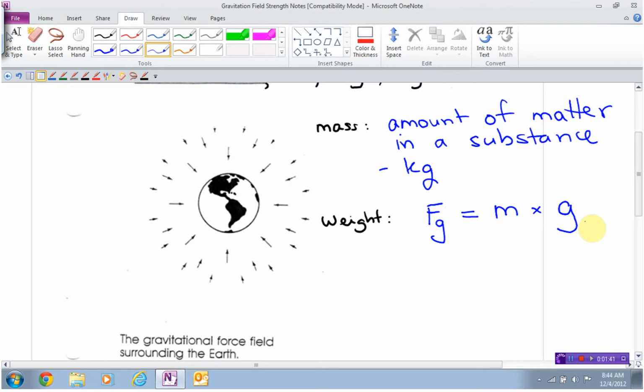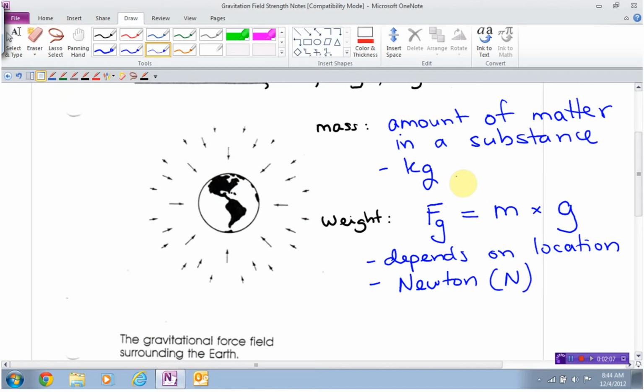So your weight depends on location. It will change depending on where you go. That is, in different places in our universe, you'll have different weight. The unit for weight is the force unit, which is a Newton. And of course, the Newton is abbreviated with a capital N. Mass is measured in kilograms. Weight, or force of gravity, is measured in newtons.